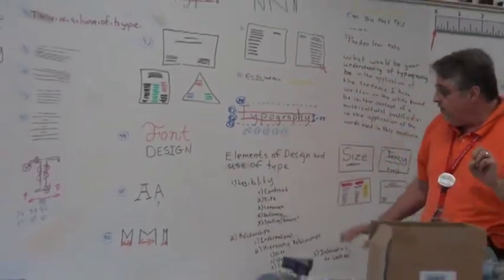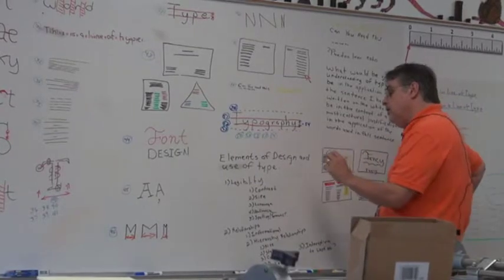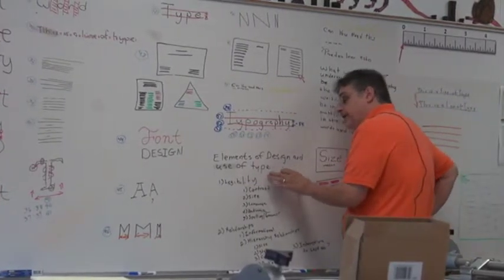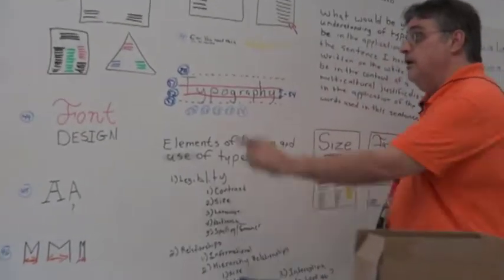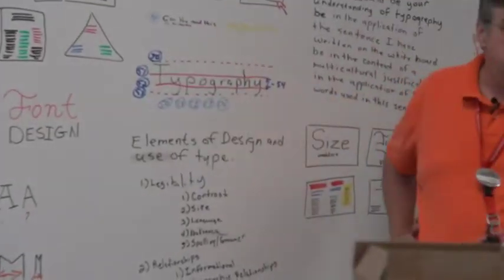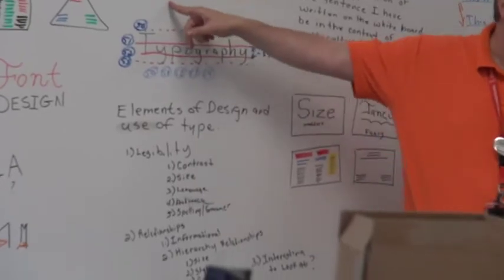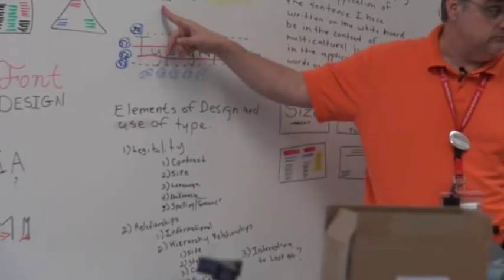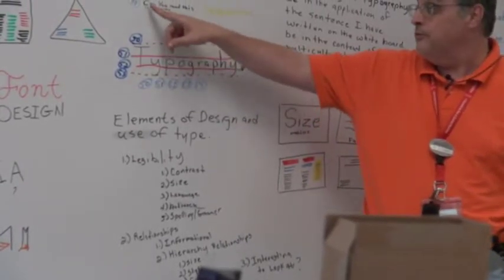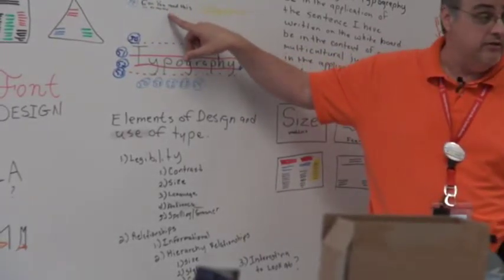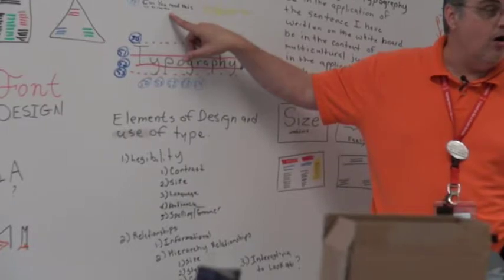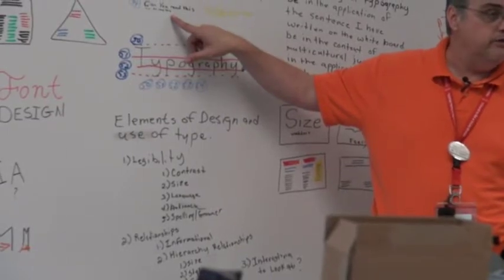All right. One of the things that we need to talk about in the elements of design and the use of type is contrast. Can you read this? No. You can't read that? Can anybody read that? Nope. What's the top line? Can you read this? Can't read that one, right? Why? Too small.